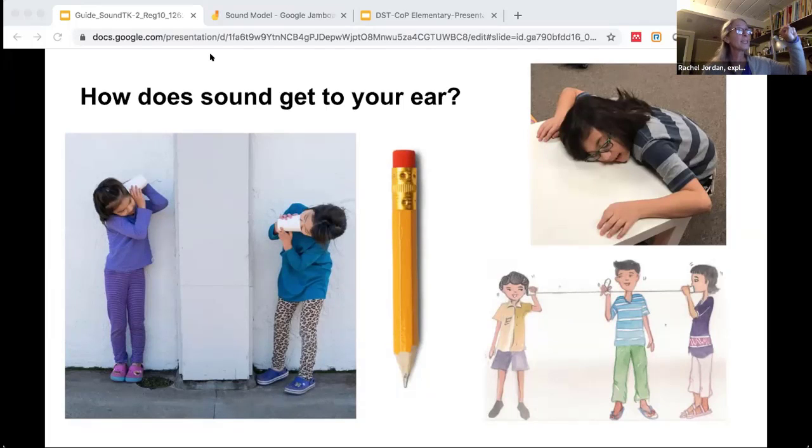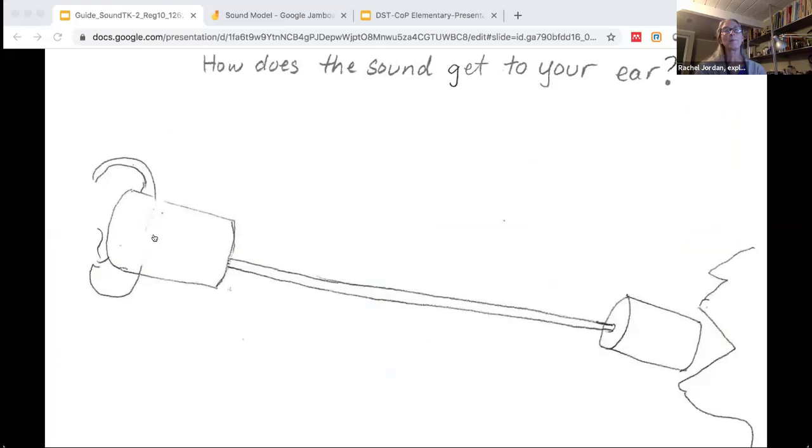And when they pinched the string, the sound stopped. And that was also very compelling. They could prevent the other person from hearing something by pinching the string. So let's, Kelsey, if we can go to the next slide.